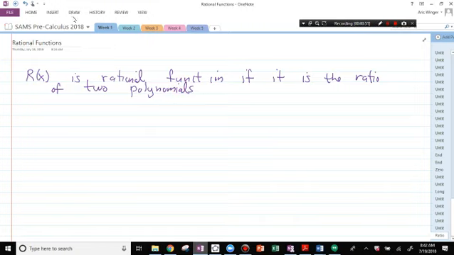So an example, we'll put the examples in red. Example: R of x is equal to x squared minus 3x minus 40 all over x squared minus 2x minus 8. The ratio of two quadratics is the ratio of two polynomials. This is a rational function.